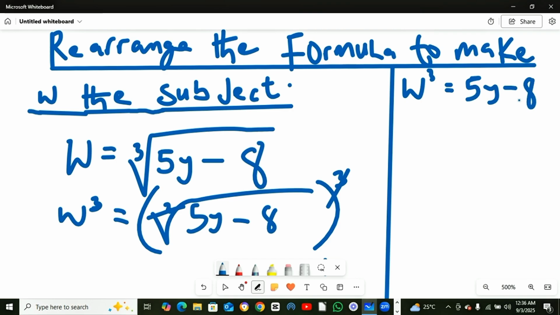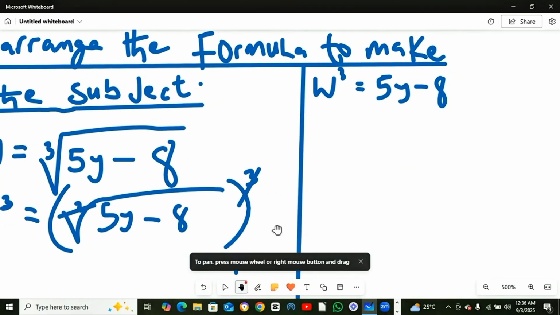So the first thing we're going to do is to move 8 to the other side. We're going to move 8 to the other side. So let me move this a little bit. We'll move it to the other side. So this becomes w cubed plus 8 equals 5y.